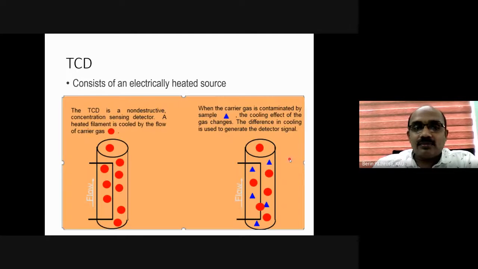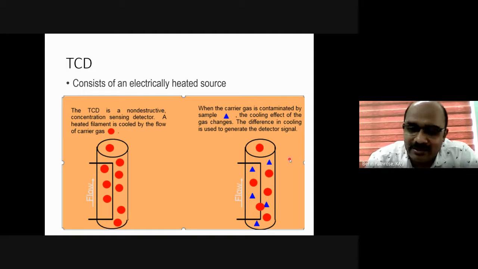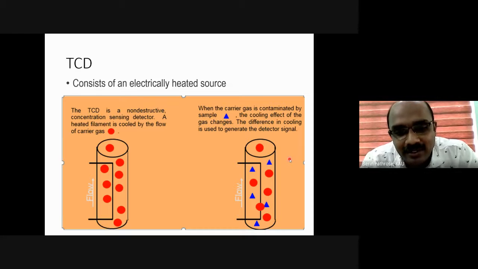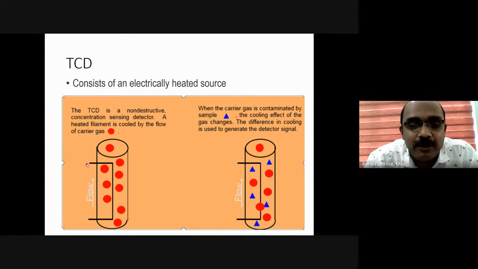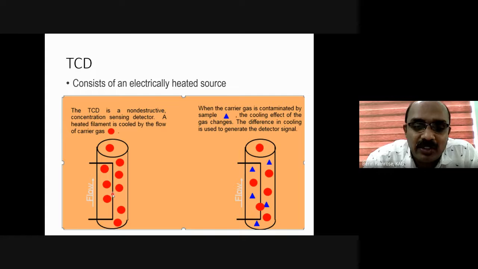Yes. Then next one, that is thermal conductivity detector. This is one of the easiest detectors. This is a non-destructive detector. So here we have a filament, just like imagine an old filament bulb which we used in our home, and nowadays it is very obsolete. We have a filament over it.